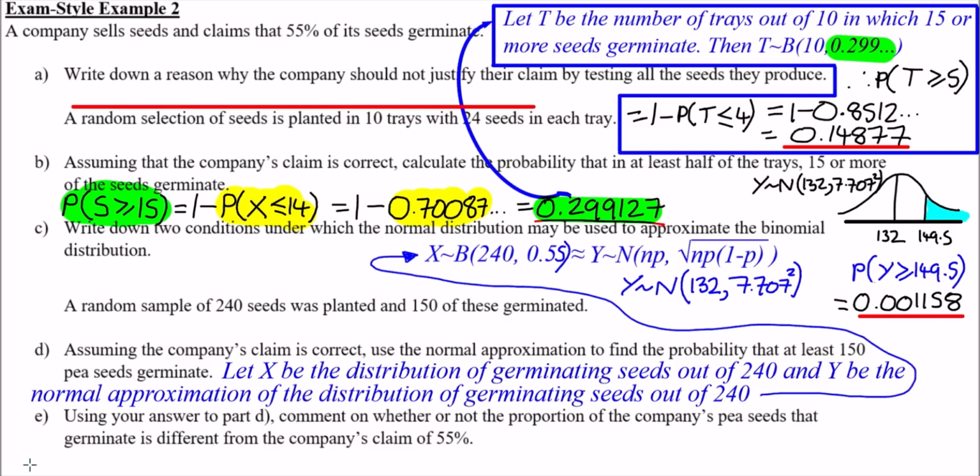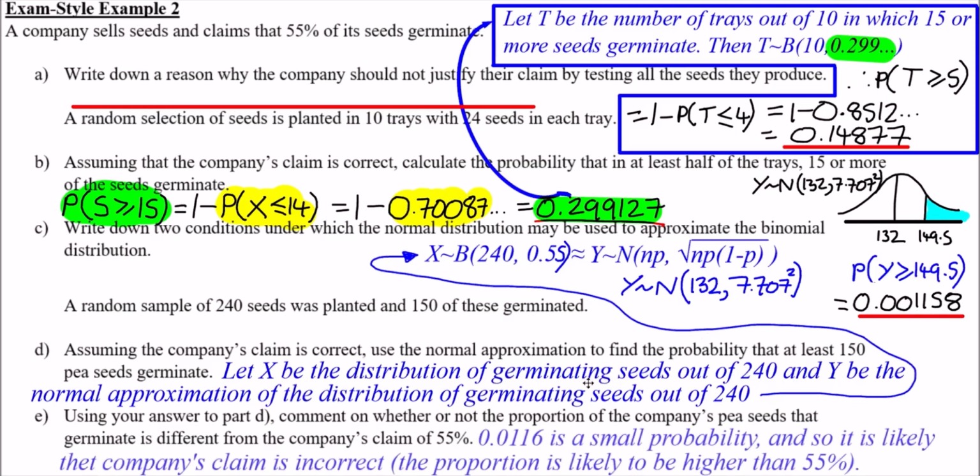Which leads us to part E. Part E is asking us to use the answer to part D, this small probability, to comment on whether or not the proportion of the company's pea seeds that do germinate is different from the claim of 55%. Well, here, because that's quite rare, this may well indicate that the company is incorrect in their claim. So we just need to put that with relevance to this proportion being quite low. This is relatively unexpected, although obviously not unheard of. So something along these lines would pick up the marks.